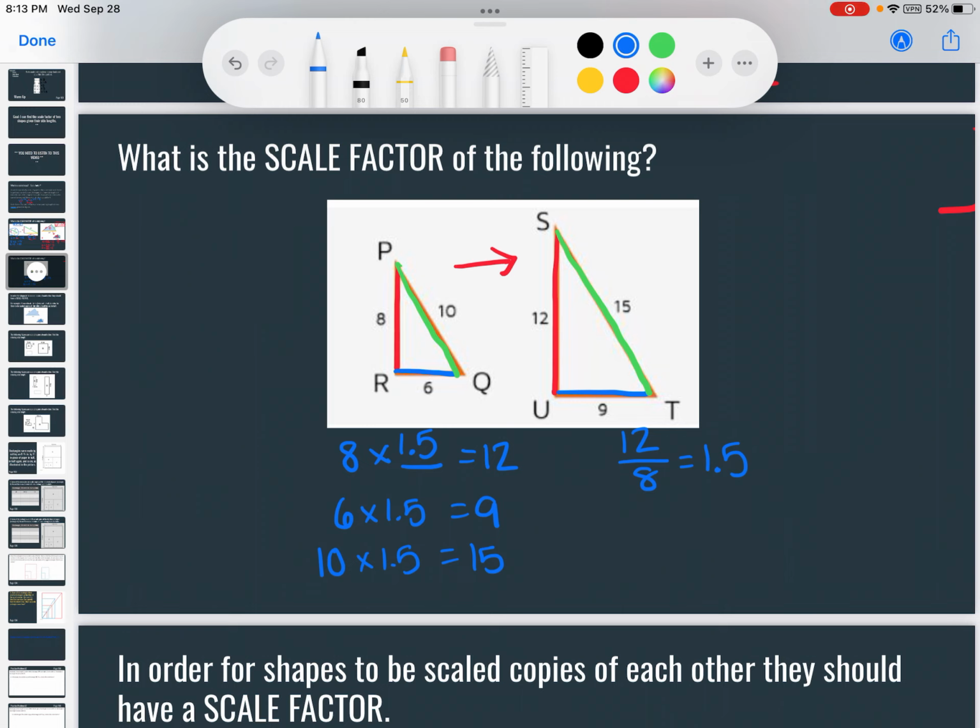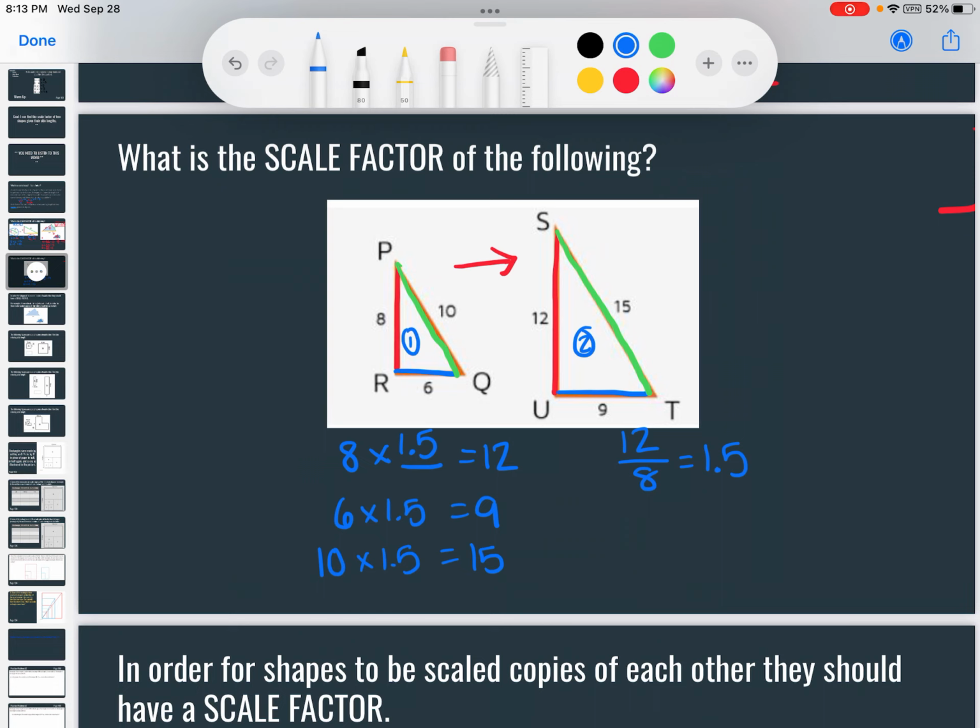Okay, if one of them didn't give us what we know our second triangle is, then we know that we did something wrong, and maybe we need to recheck our scale factor, if 1.5 doesn't give us what we need to get to in the end. Good way to check your answer there. Okay, so that's kind of how we find scale factor. Hopefully that's a review for us a little bit.